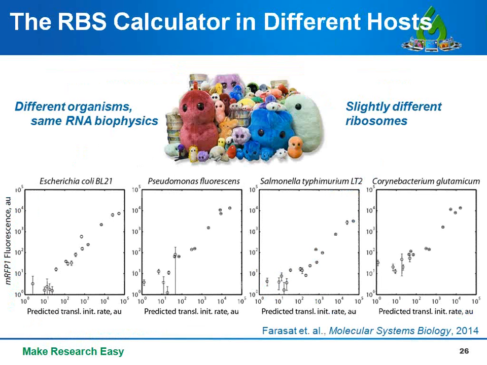Again, the RBS calculator is only for use in prokaryotes, but it has been tested and designed to work across many different popular prokaryotic species. Different organisms have slightly different details of their preferred ribosomal binding sites, but basically the same RNA biophysics. So here you can see the data using the RBS calculator in E. coli BL21 cells, and then in 3 other types of cells that are commonly used, especially for industrial biotechnology.